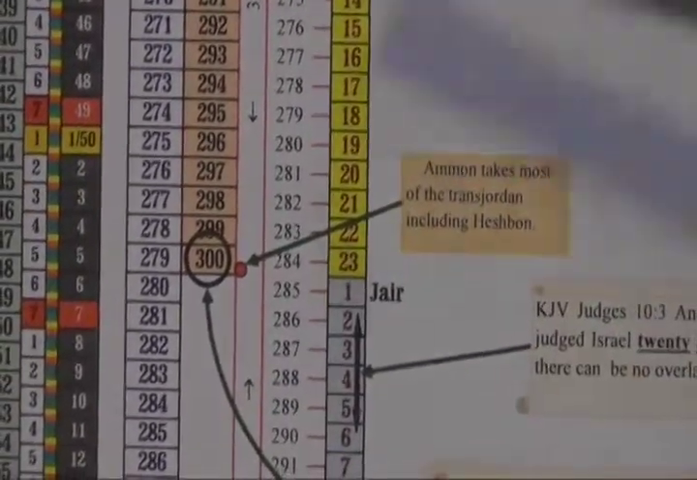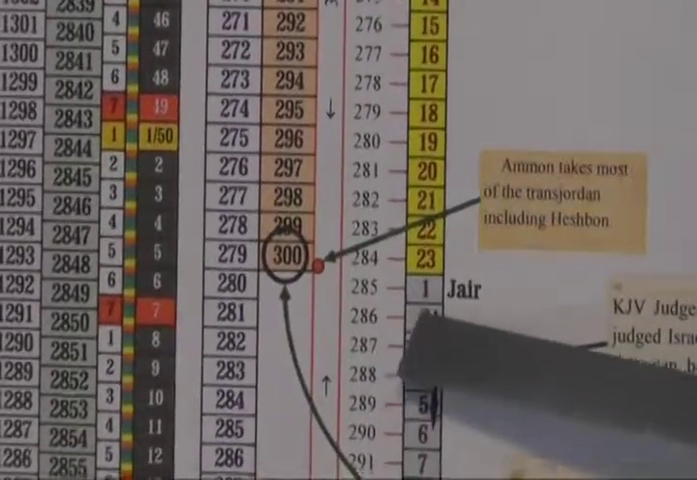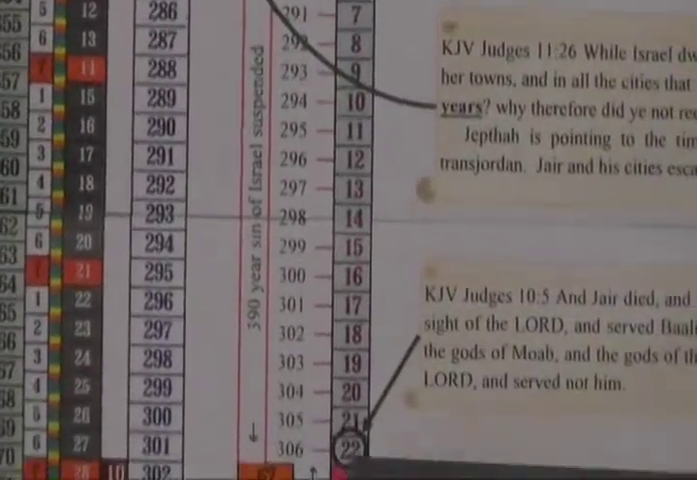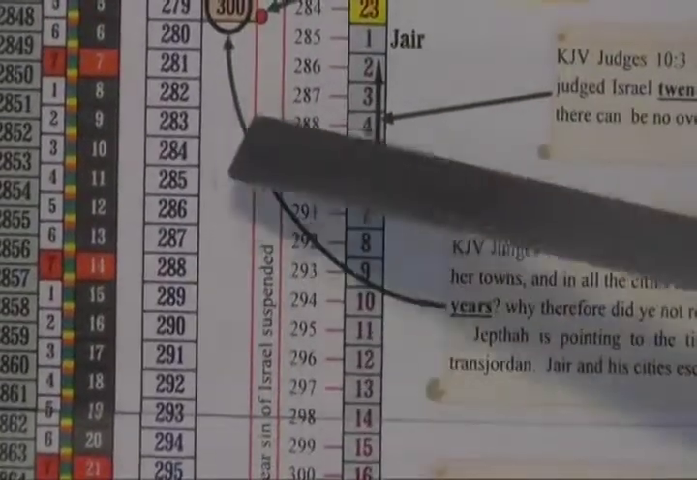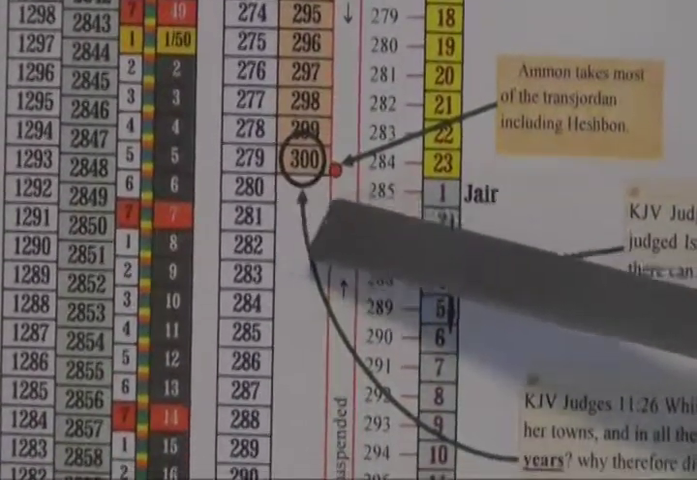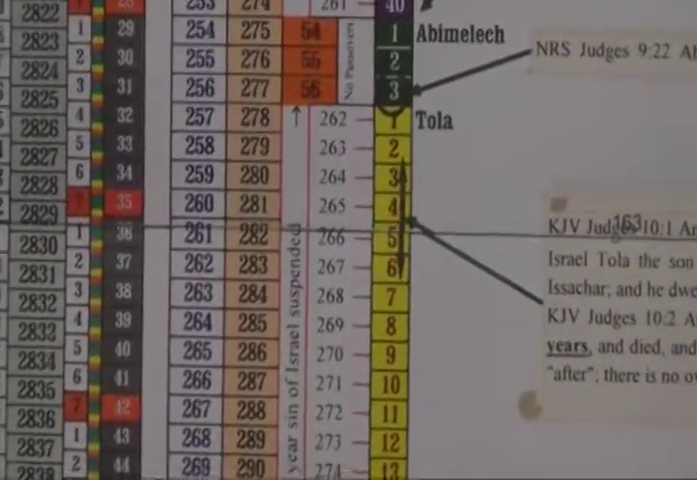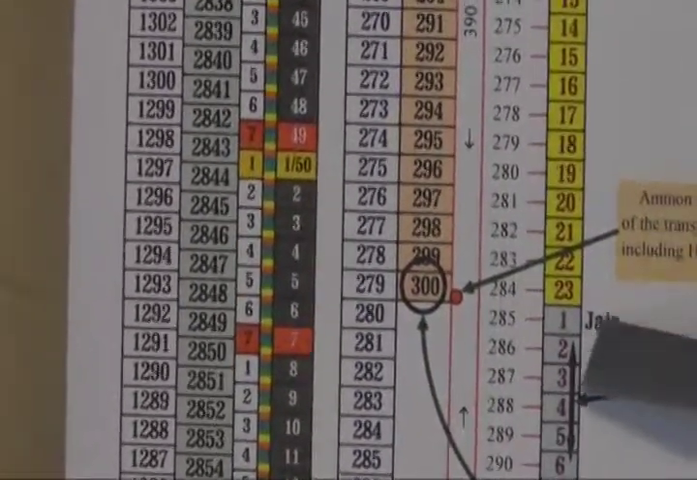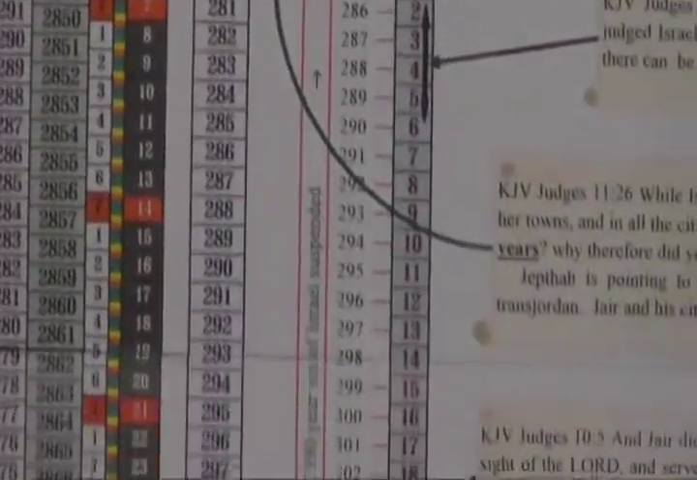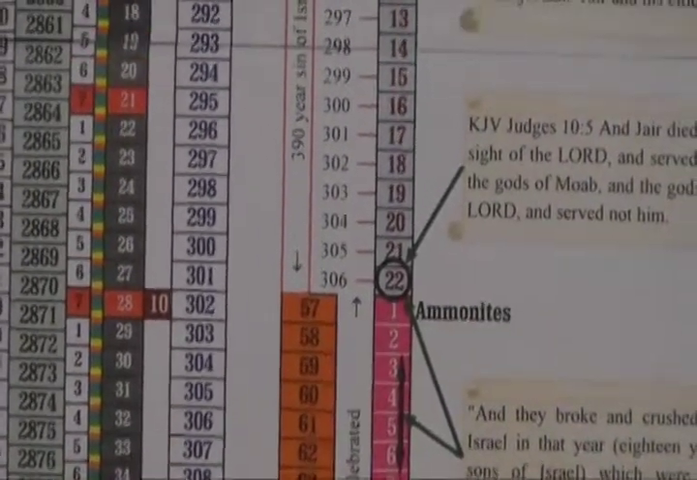Now, the sons of Ammon recovered Heshbon in the first year of the judge Jair. Jair is a Transjordan judge that ruled for 22 years. But he didn't control all of the Transjordan, only an enclave of it. The Ammonites actually got the part with Heshbon in it back before, at the end of the judgeship of Tola. So by using this 300 years as an endpoint in the beginning of Jair's period here, and another important part here is that, of course, the Ammonites took over all the land of Israel for 18 years at the end of Jair's judgeship.